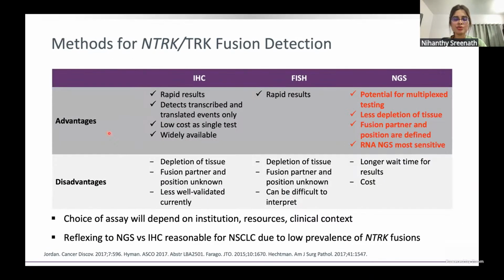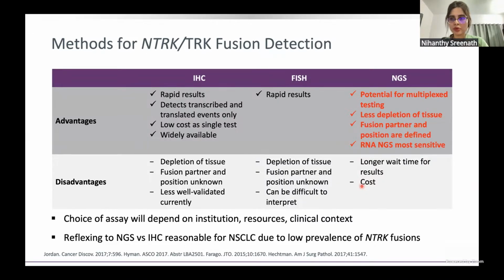So how are we going to do this? Again, we always compare with the IHC and FISH. So the advantage of NGS is the potential benefit, and RNA NGS has a higher sensitivity rate. The only disadvantage is the increase in the TAT. So the turnaround time can be higher, which can lead to a longer wait.